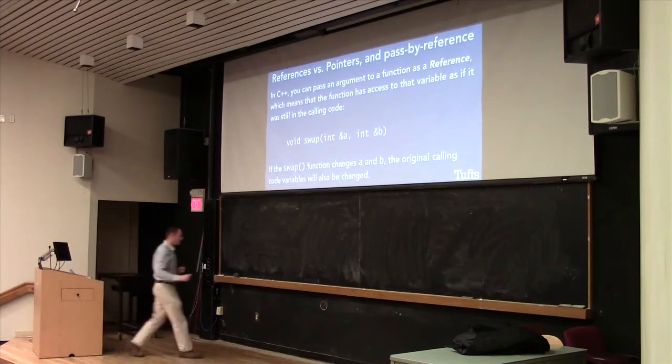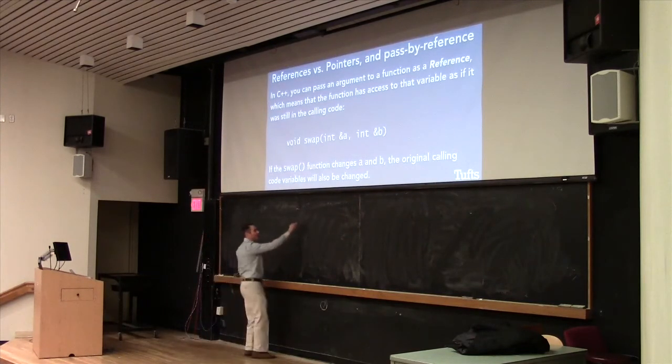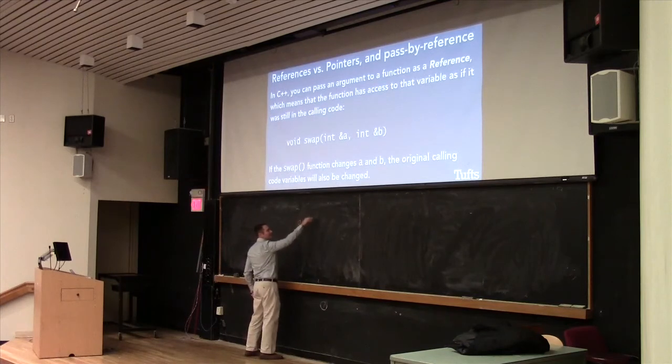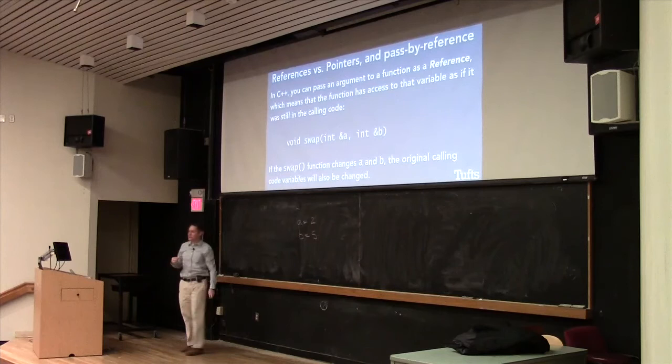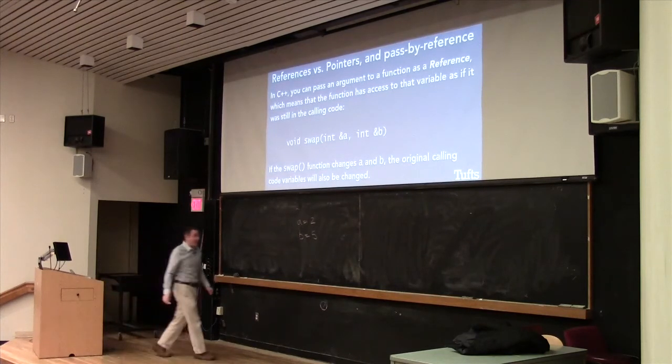What I want to do is show you this example here. I want to do a little swap. So I have some variable a equals 2 and b equals 5. And I want to swap those two. Okay? It's a pretty simple algorithm to actually do this swap, right?